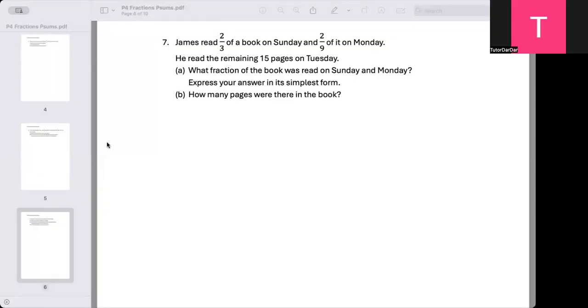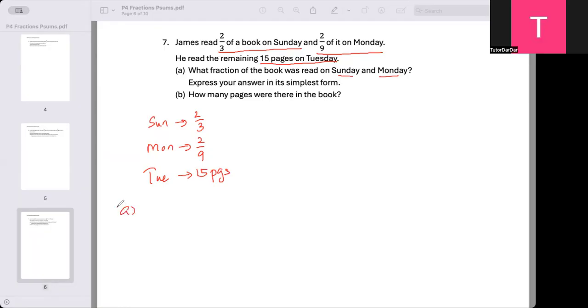James read 2/3 of a book on Sunday. Okay, 2/3 on Sunday. And 2/9 of it on Monday. He read the remaining 15 pages on Tuesday. So Sunday is 2/3. Monday is 2/9. And Tuesday is 15 pages. Now A, what fraction of the book was read on Sunday and Monday? That means we will be adding Sunday plus Monday.